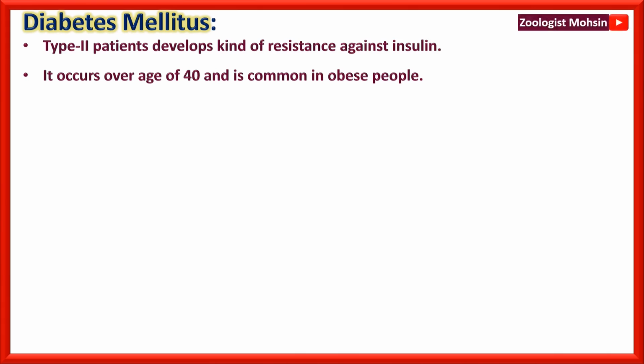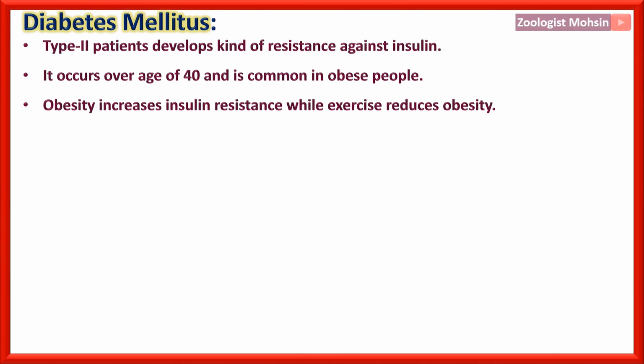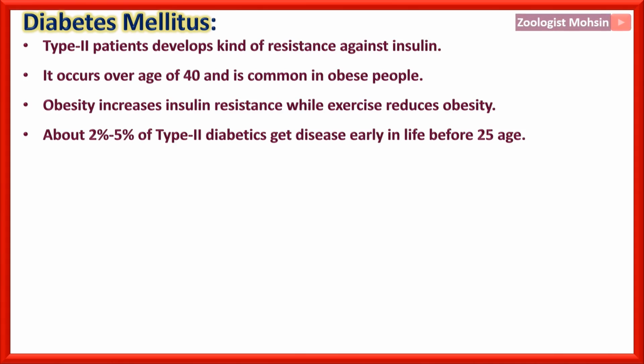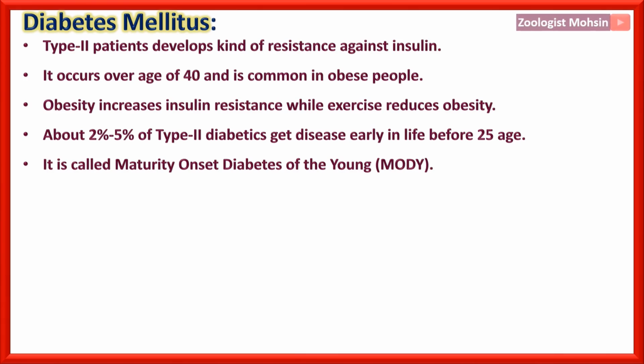So it means that if we give insulin from external injections, that insulin will not produce any effect or relief in such patients. Obesity increases insulin resistance while exercise reduces obesity. So please do exercise regularly. About 2% to 5% of type 2 diabetes cases get the disease early in life, before 25 years of age. That is another type, called maturity onset diabetes of the young, MODY. MODY is inherited as an autosomal dominant trait.